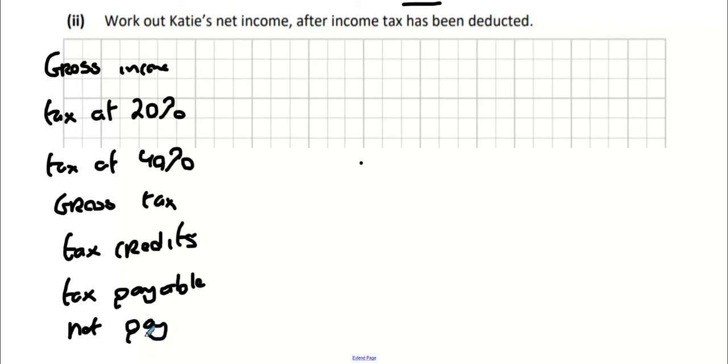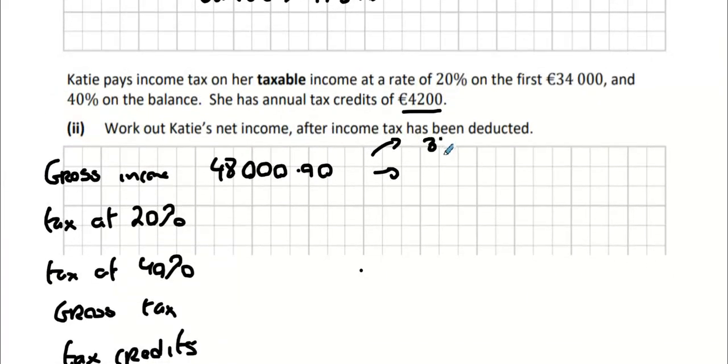Now before we do that, we have our 48,090. Okay, give me a sec. So we have our 48,090.00, like so. And what we're going to do is start off by dividing this money up into 2 parts. The first part is on the first 34,000, which is up here. And then the second part is going to be the remaining.